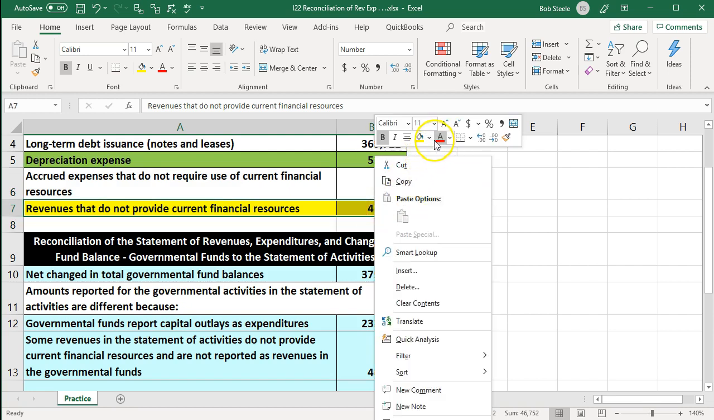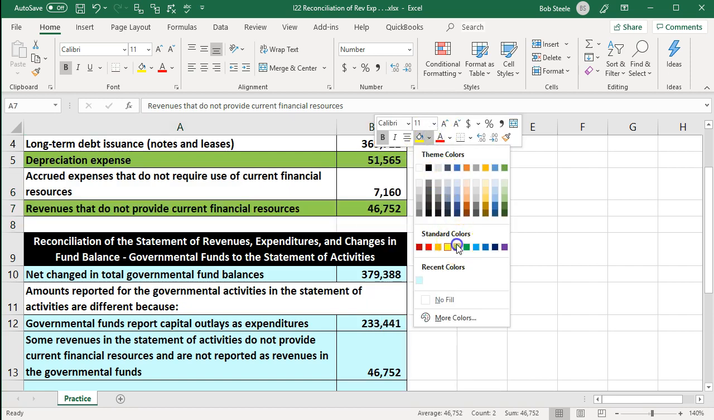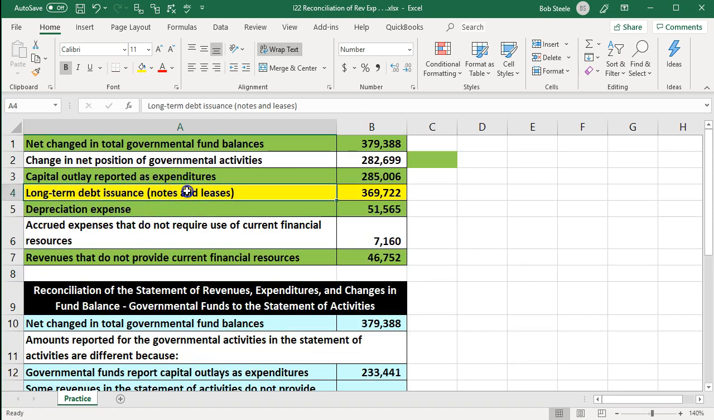Next, we're going to make this one yellow because this one doesn't have a home, and we're going to work on finding one for it. And that says the long-term debt issuance, notes, and leases. So now we have a long-term debt issuance. When we have long-term debt on the government-wide level, you would think that the transaction would be to credit the long-term debt and to debit possibly cash or something that was received for the issuance of the long-term debt.